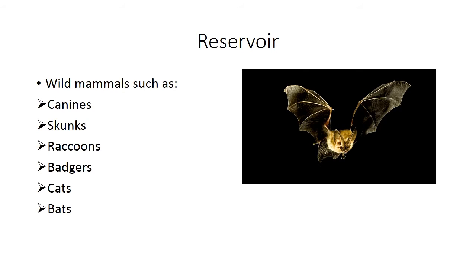So we have the reservoir here. The reservoir for rabies is carried in a variety of wild mammals. These include canines, like foxes, as well as skunks, raccoons, badgers, cats, and bats. According to our textbook, the main carrier of rabies is different depending on where you live, which is kind of cool, pretty unique.